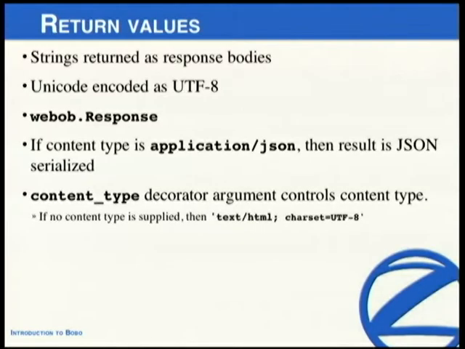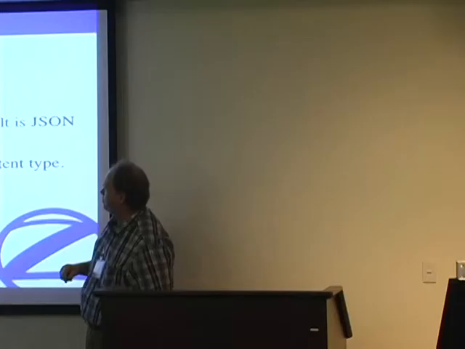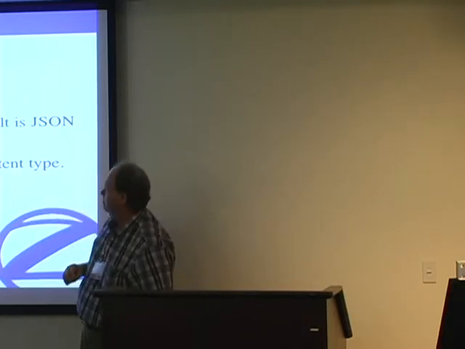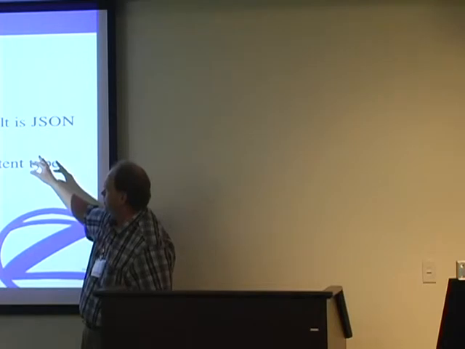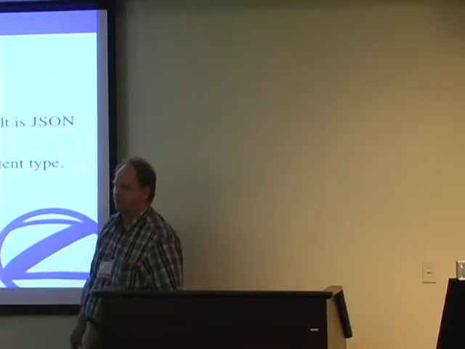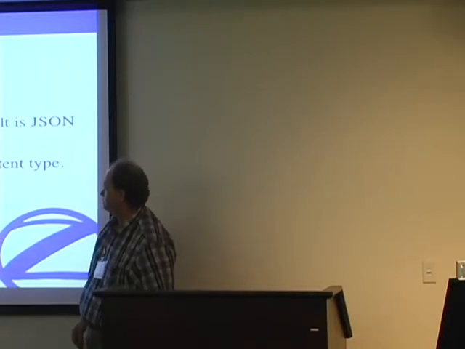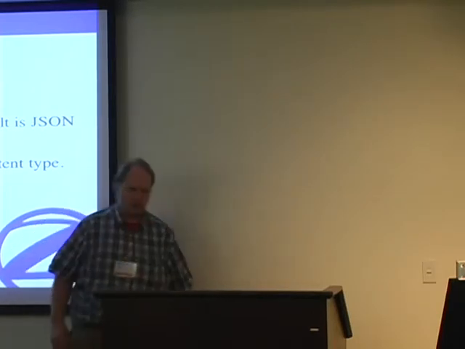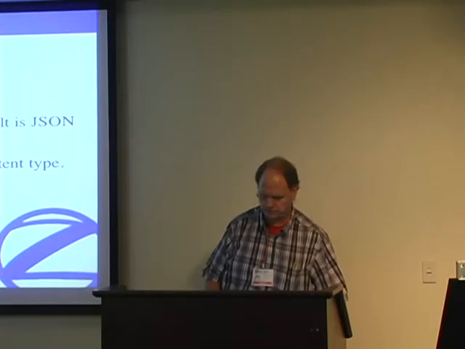So when you write a route handler, most route handlers simply return a string. It kind of depends on how you're approaching it. If you're having a route that returns HTML, it's very common to just return a string, and Bobo will turn it into a proper response. Bobo uses something called WebOb, which I'll talk about more in a few minutes, but you can return a WebOb response. If the content type of the route is application/json, you can return anything that can be serialized to JSON, and you can also control the content type in general.